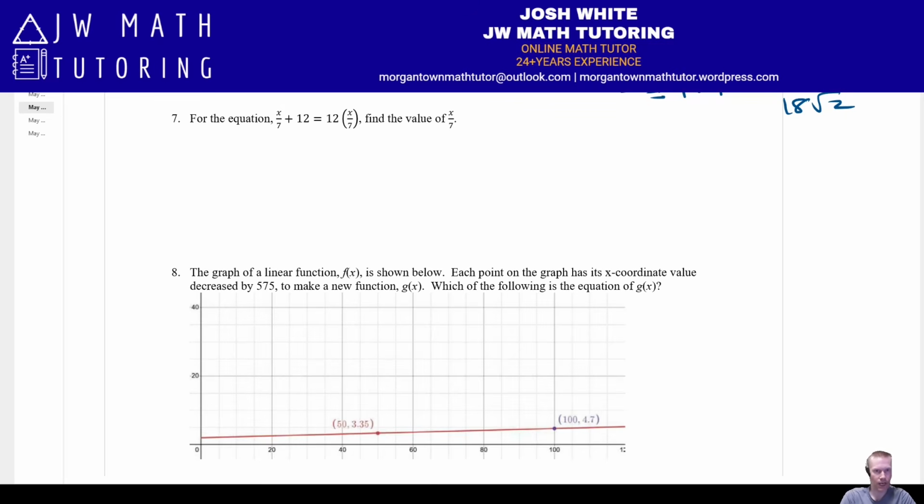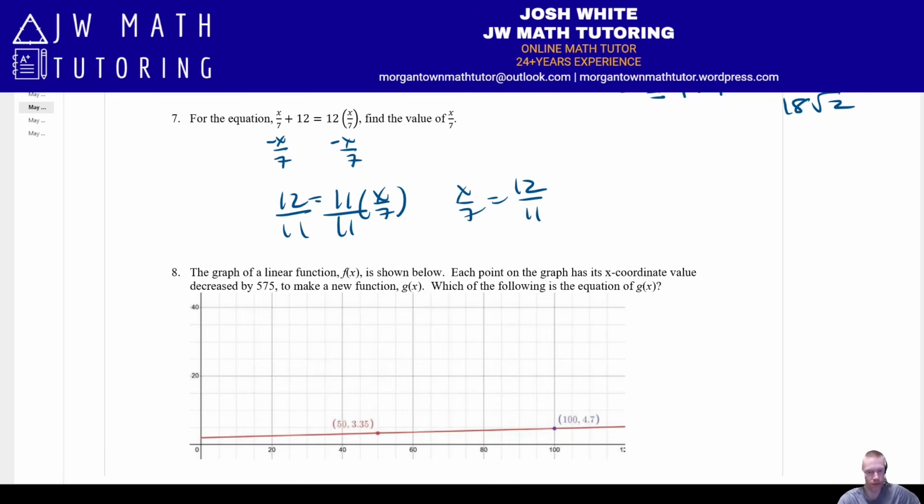Because if you do this by hand, what you can do for this equation is subtract x over 7 on both sides. And then on the left you have 12. On the right you have 12 of something minus 1 of that something, which means you have 11 of that something, x over 7. And then to solve for one of it, you would just divide by 11, and that's it. x over 7 equals 12 over 11.